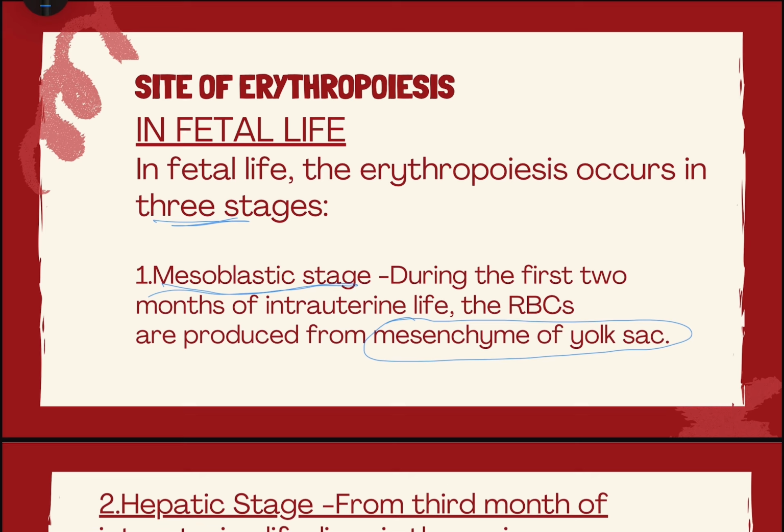Generally, what we commonly hear, or have studied, is that erythrocytes are formed from the bone marrow. However, in fetal life it occurs in three stages, and among them the first stage, also known as the mesoblastic stage, is where the erythrocytes are produced from the mesenchyme of the yolk sac.